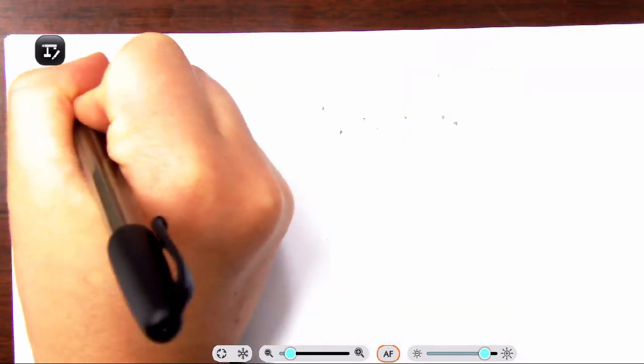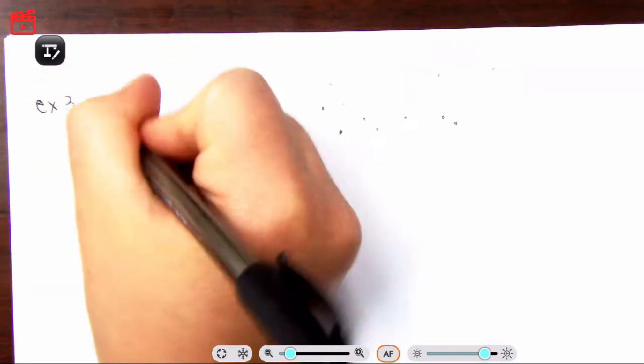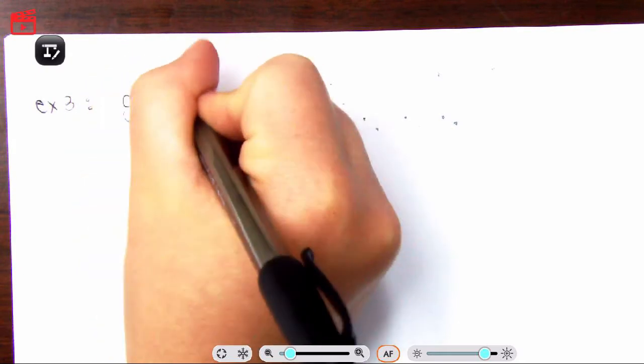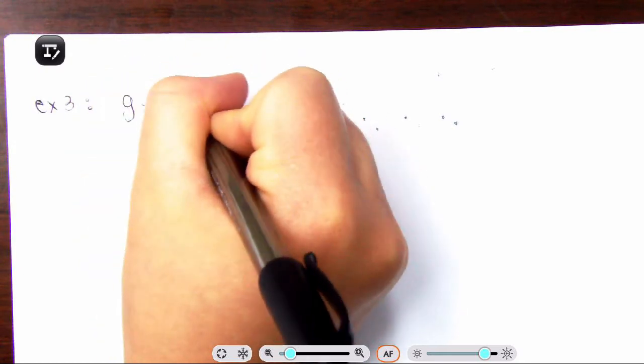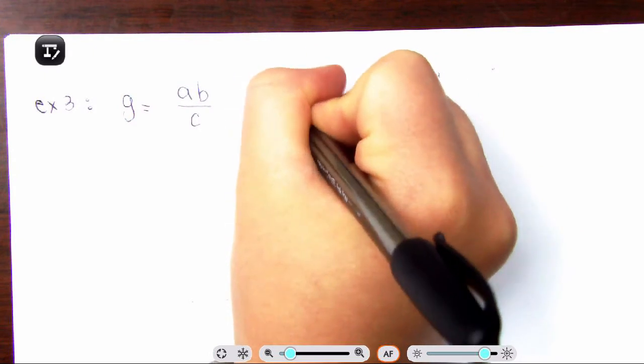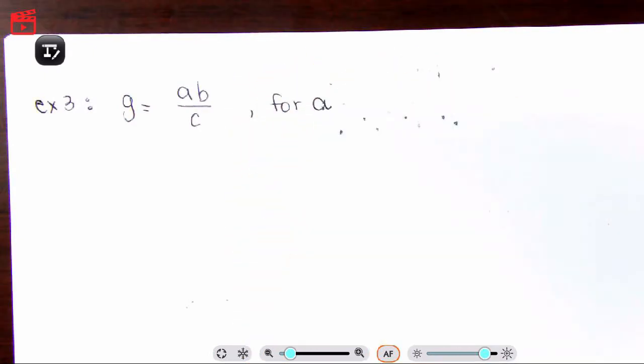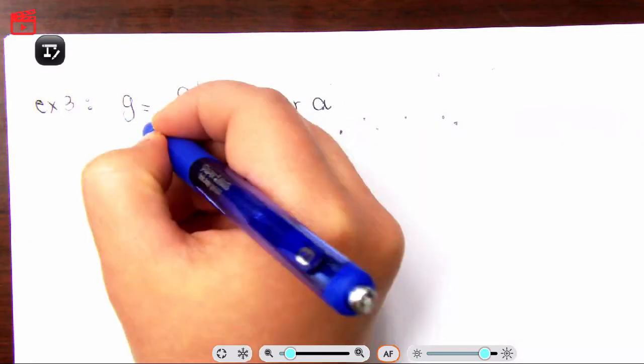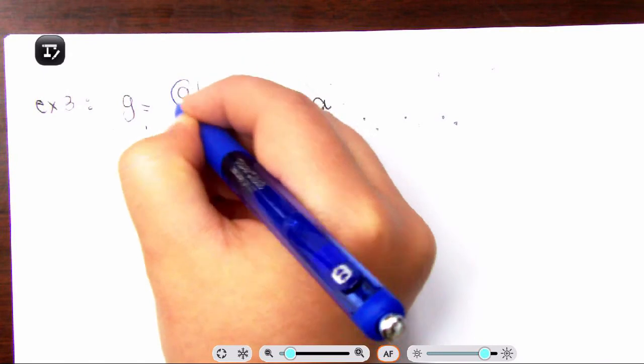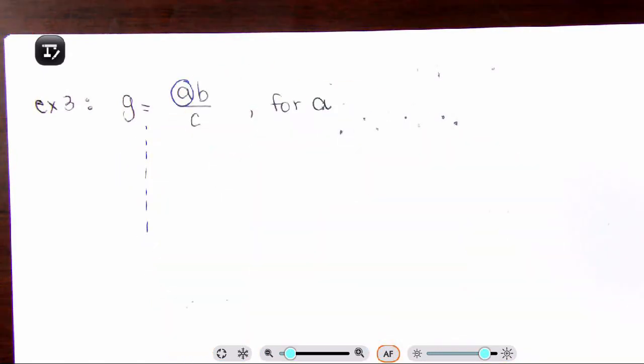All right, example number 3. So g is equal to a, b divided by c, and we want to solve for a. All right, again, where is the variable that we want to solve? Here it is. Okay, now this one's a little bit more complicated, but that's okay. We can figure it out together.